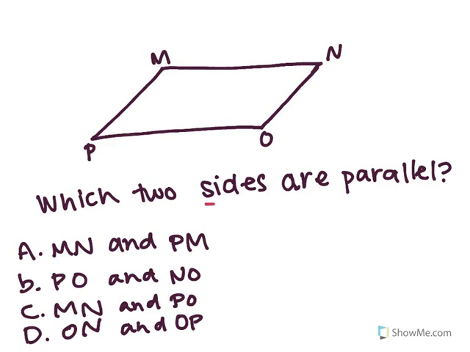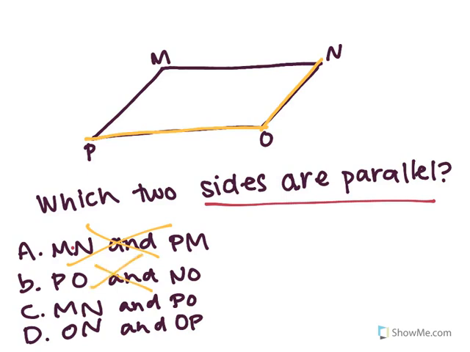Okay, now look at this one. It's asking which sides are parallel. So let's look at it. This first one, I have MN and PM. So if you look, this one right here is MN. This one right here is PM. Were they parallel or did they touch? They touched, so automatically can't be parallel. What about PO and NO? So PO would be this line and NO would be right here. Did they touch? Yeah, they did, so it can't be that.